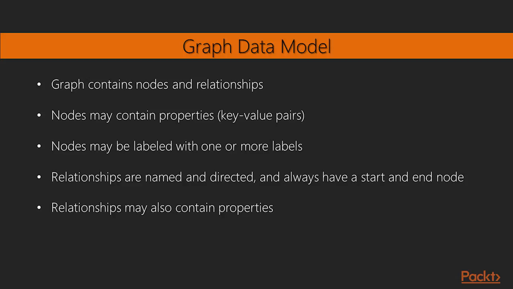So, we've seen an example of a social network representation of three friends. This graph representation of data, which contains directed connections between entities, nodes, relationships between nodes and properties associated with nodes and relationships, is called a labelled property graph model. A labelled property graph model has the following properties. Graph contains nodes and relationships. Nodes may contain properties, key value pairs. Nodes may be labelled with one or more labels. Relationships are named and directed and always have a start and end node. Relationships may also contain properties.